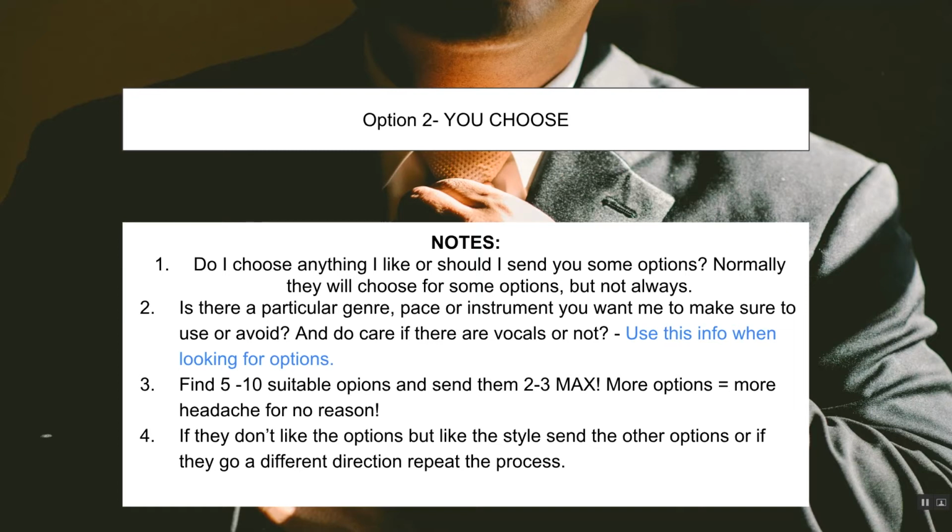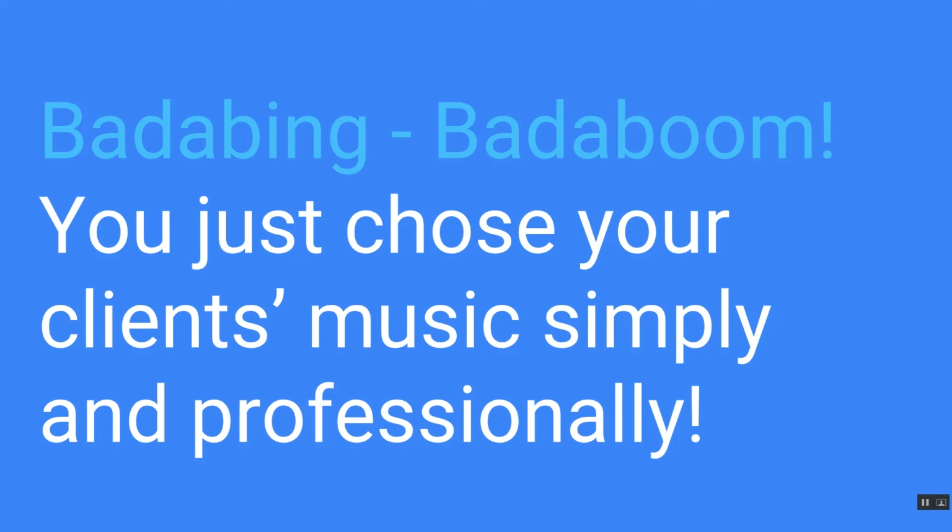If they want you to keep searching, then you have another 3 to 8 options which you previously shortlisted and you can send them. Assuming that they haven't asked you to go a totally different direction. If they have asked you to go a totally different direction, then just repeat the process above and again, only send them 2 or 3 options. Bada bing, bada boom. You've just chosen your client's music simply and professionally.